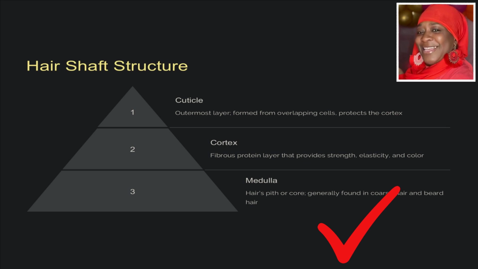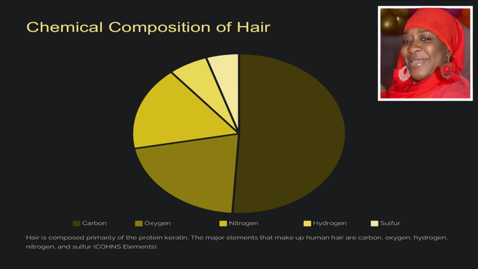Answer. Beard hair. The major elements that make up human hair are carbon, oxygen, hydrogen, nitrogen, and sulfur, known as CHONS elements. These 5 elements are also found in skin and nails. Carbon, 51%; oxygen, 21%; hydrogen, 6%; nitrogen, 17%; sulfur, 5%.